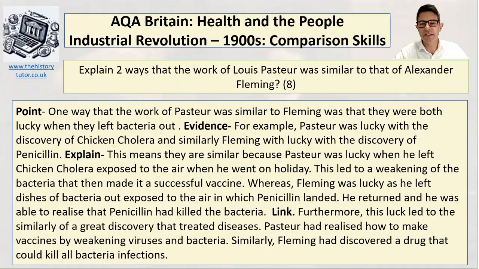Okay, so I've said, furthermore, this luck led to the similarity of a great discovery that treated diseases. Pasteur had realised how to make vaccines by weakening viruses and bacteria, and similarly, Fleming had discovered a drug that could kill all bacterial infections. Okay, so that gives a bit of the significance of the idea.